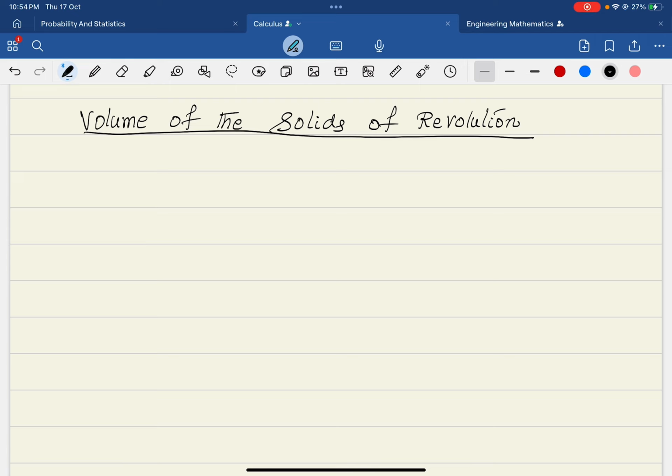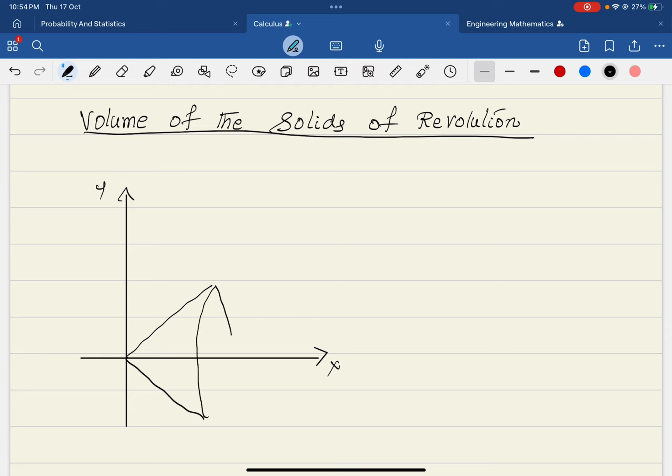Let us consider that the curve, the function y is equal to f of x, is revolved about the x-axis. Suppose the volume is generated, and this is a typical cross section of the solid, perpendicular to the axis of revolution. When the revolution happens, a solid is generated.